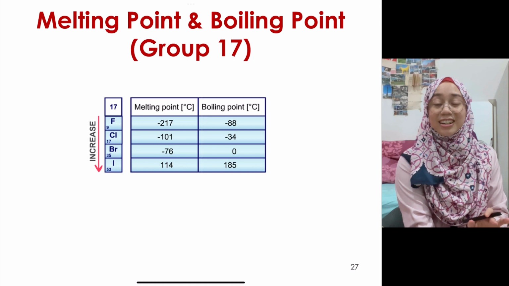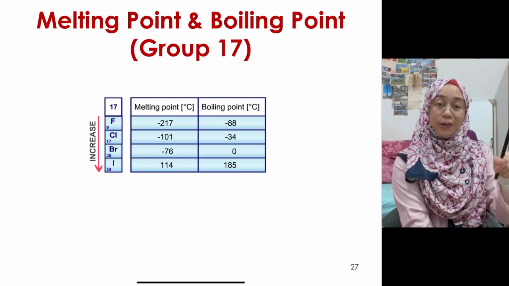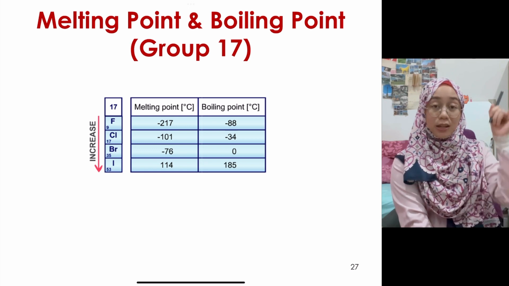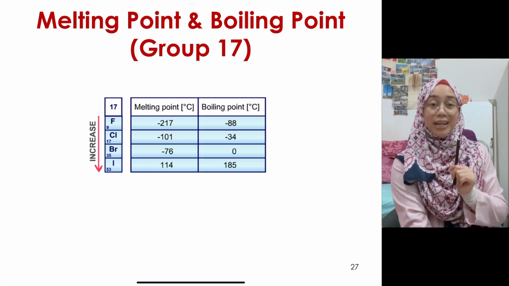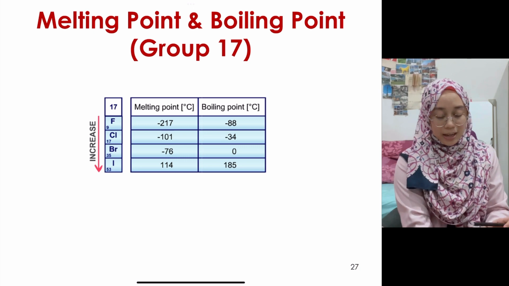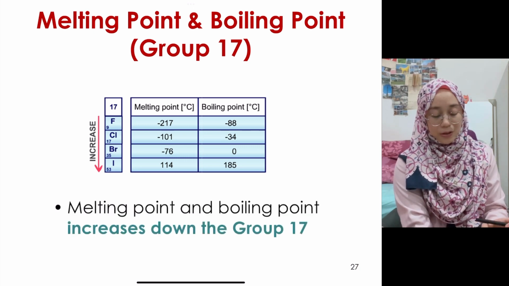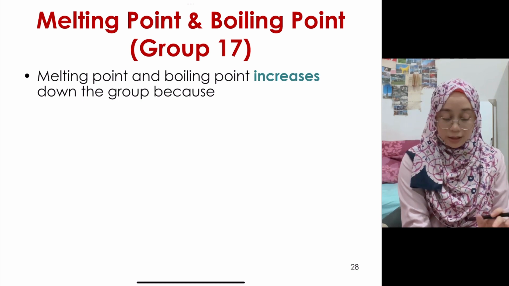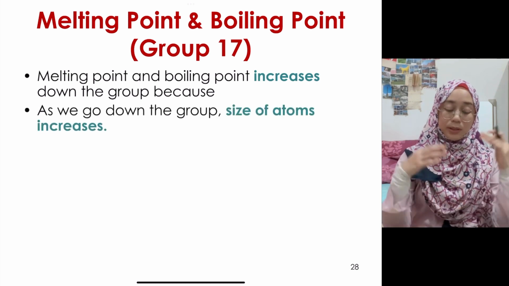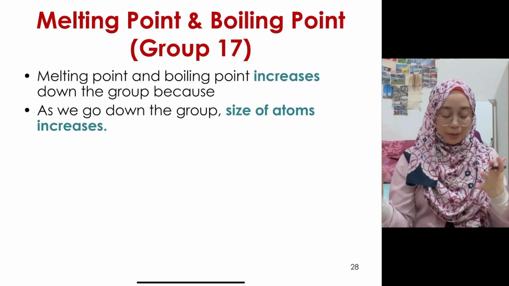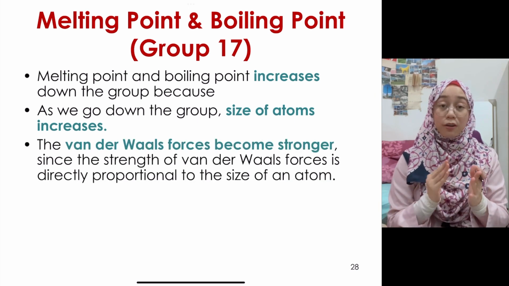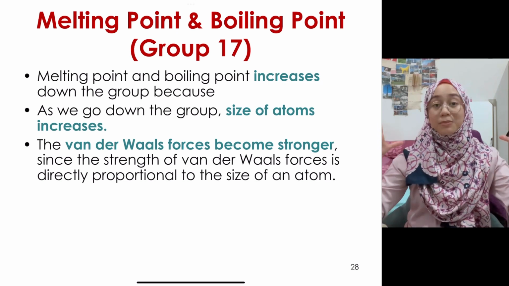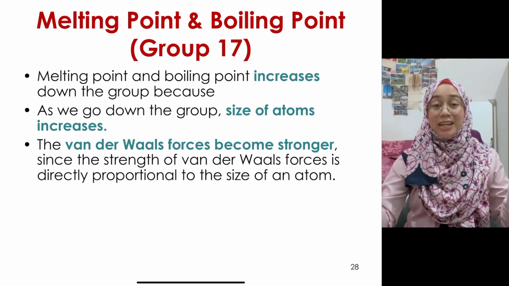Terbalik kan dengan yang group 1 tadi. Group 1 going down the group, dia punya boiling point decreases. Tapi yang ni group 17 going down the group, melting point, boiling point dia increase. Okay, meningkat. So why is that? Okay, so this is due to the strength of van der Waals forces sebenarnya. Okay, so kita boleh nampak yang going down the group, size of atom membesar juga. Okay, makin besar juga. Okay, but then the van der Waals forces become stronger as the size of atom becomes larger. Okay, so terbalik dengan metallic bond tadi.